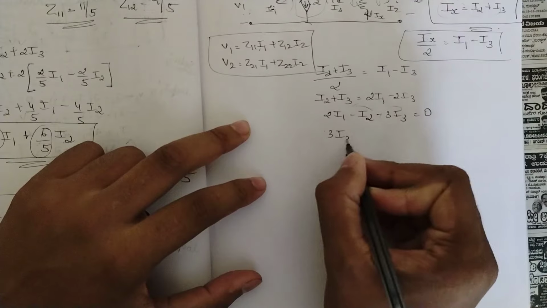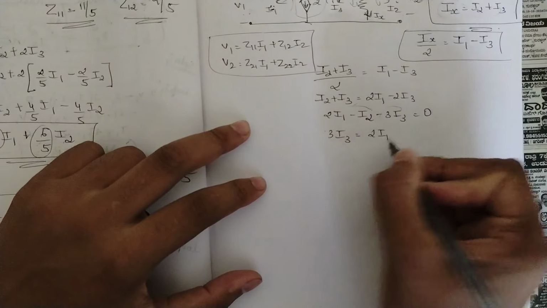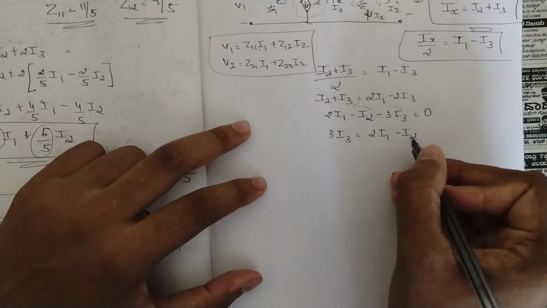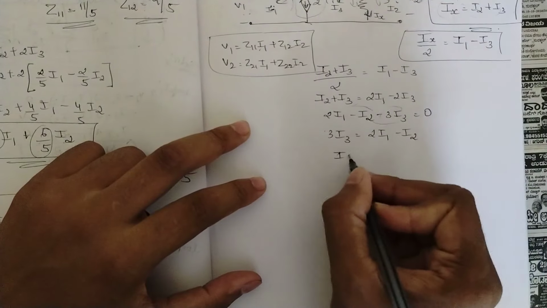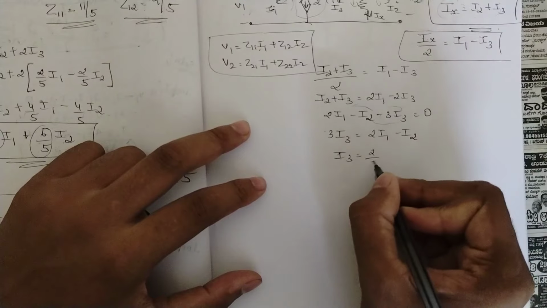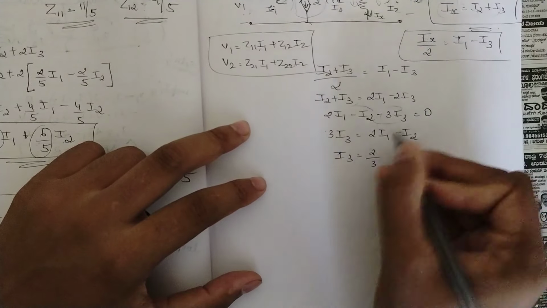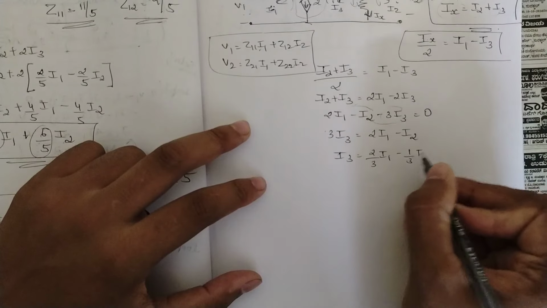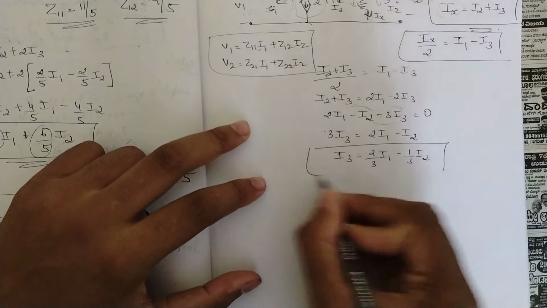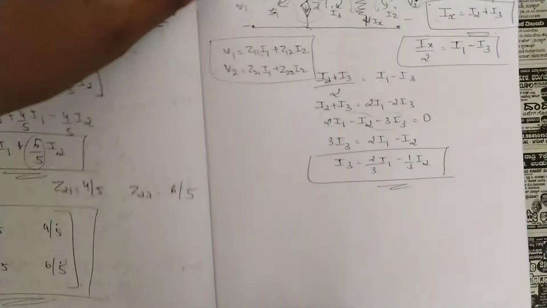That is, 3I3 would be equal to 2I1 minus I2. Hope this is clear why I have written here. Minus 3I3, I have brought it to the other side, that would be plus 3I3. So I3 would be equal to, dividing this equation by 3, 2 by 3 I1 minus 1 by 3 I2. So this is the value of I3, which we should be substituting in the later part.